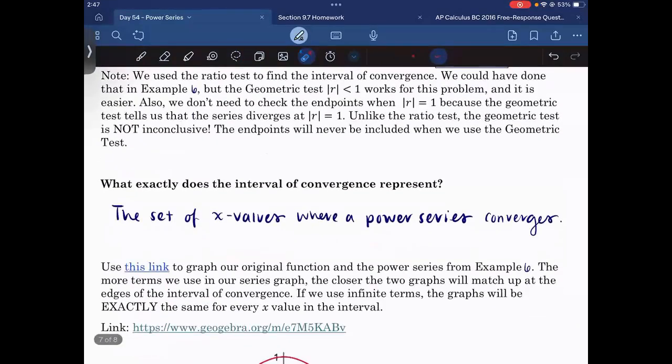So we use the ratio test to find the interval of convergence for the other ones. We could have done this in example 6, but the geometric test was so much easier, way easier. And we don't need to check the endpoints because geometric series tells us it diverges at the absolute value of r equals 1. Remember, in our sheet, it says the absolute value of r greater than or equal to 1 diverges for geometric. So that's why we don't have to test it. Also, unlike the ratio test, the geometric series is not inconclusive, so the endpoints will never be included when we use it.